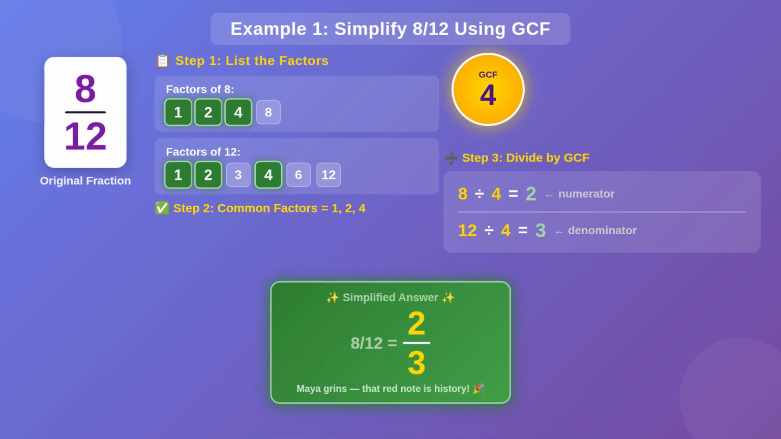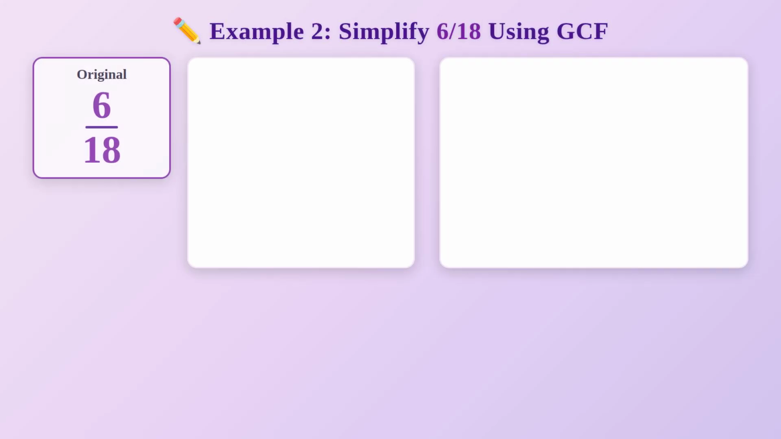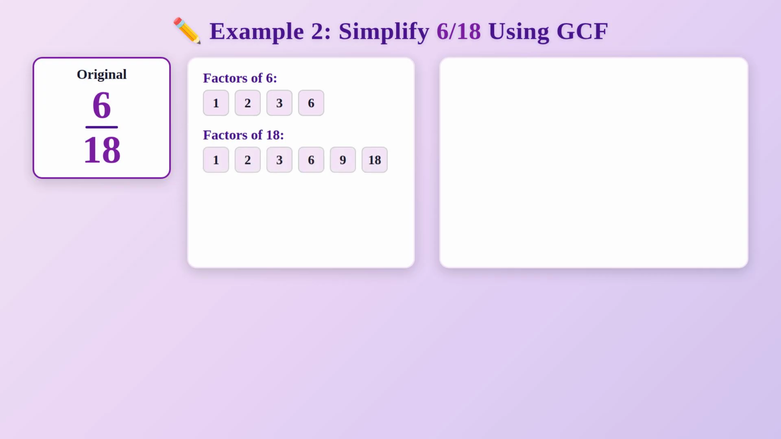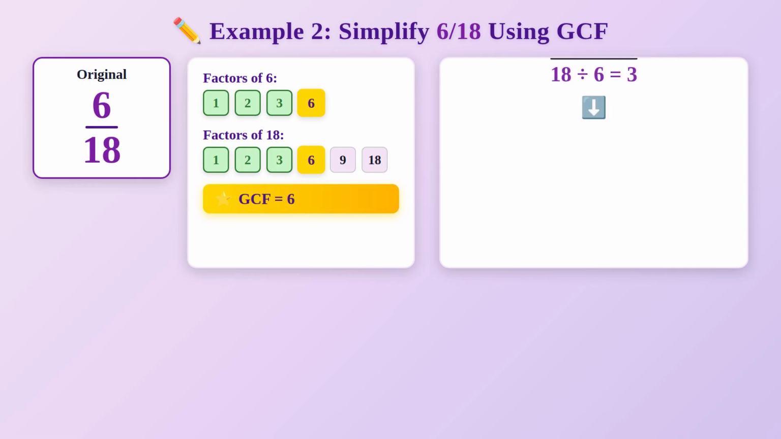Maya checks her homework and grins. That red note is history. Next problem on Maya's homework, simplify 6 over 18. Let's list factors. Factors of 6 are 1, 2, 3, and 6. Factors of 18 are 1, 2, 3, 6, 9, and 18.